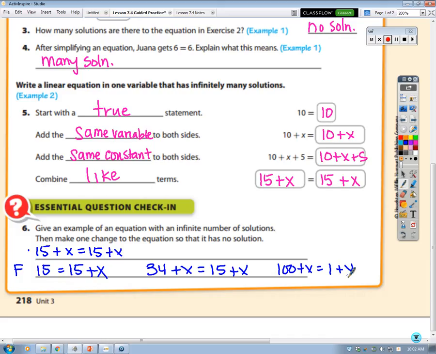So the rest of your assignment is to finish 7 through 12. Okay? We've got a little bit more of an example here. Do we have any other questions on this before we move on?